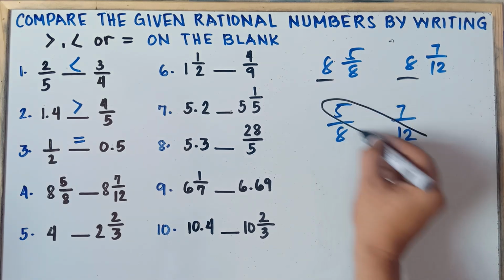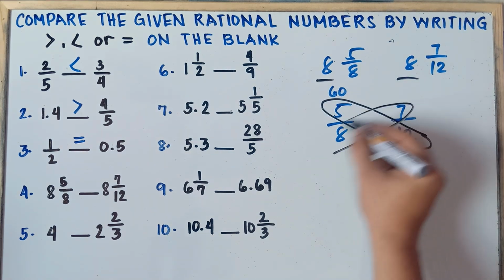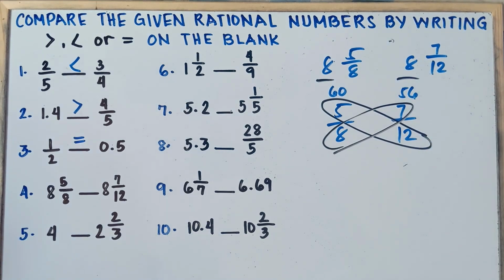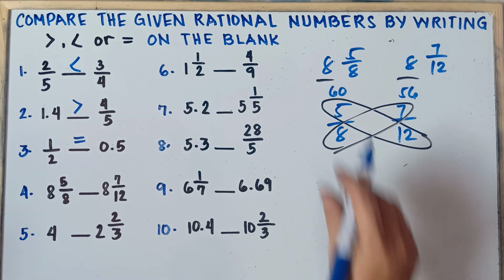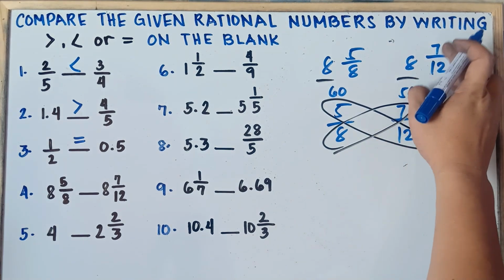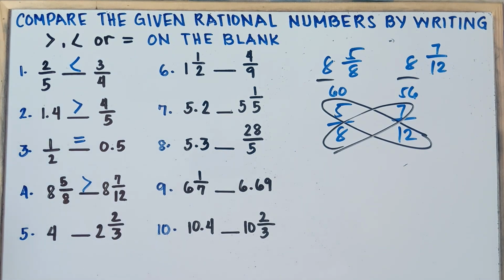So cross multiply, 5 times 12, that is 60. And then 8 times 7, that is 56. And we know that 60 is greater than 56. Therefore, class, this 8 and 5 over 8 is greater than 8 and 7 over 12. So this is greater than. Simple as that, class.